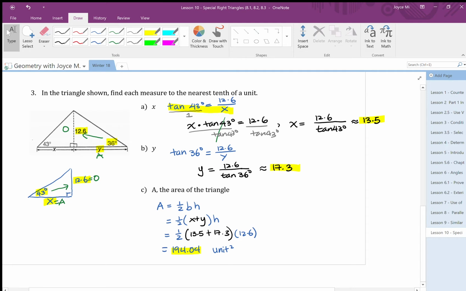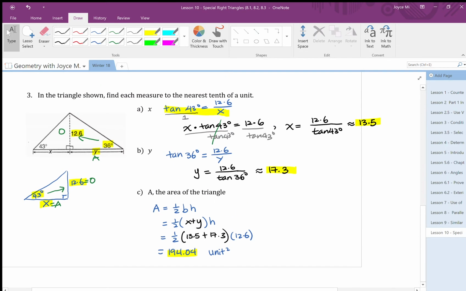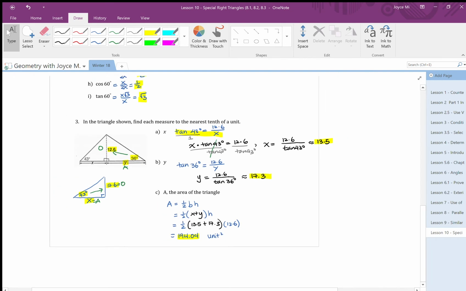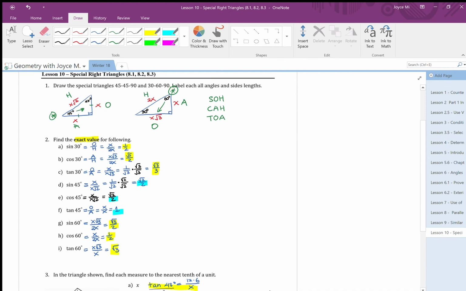And that part concludes our lesson about special right triangles. Let me zoom in again so you see the whole thing. So this is solving using the tangent function, and here's a special right triangle.